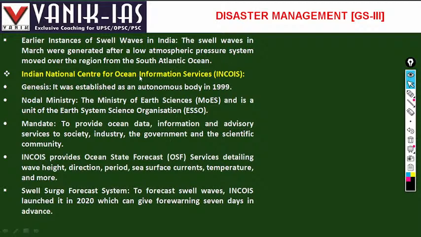Indian National Center for Ocean Information Services. About this, it was established as an autonomous body in 1999. The Ministry of Earth Sciences is the nodal ministry and it is a unit of the Earth System Science Organization. It is mandated to provide ocean data, information and advisory services to society, industry, government and the scientific community.